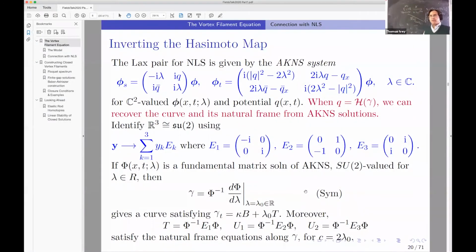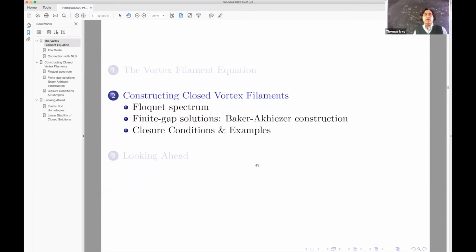So again, this is about the Sym-Pohlmeyer formula, which lets you construct curves that evolve by VFE up to a tangential slide from a fundamental solution matrix for the AKNS system. There we go. Okay, so now into the details of how we actually get our closed vortex filaments.